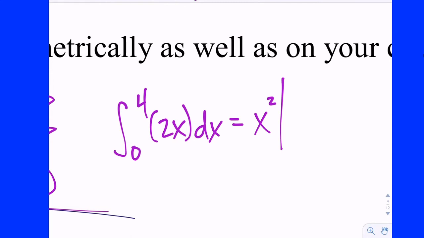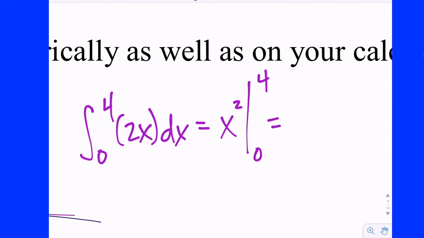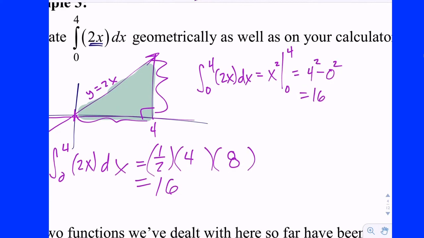If you have the numbers on the upper and lower bound, you're not going to lose points for not showing them, because everyone knows they're just going to cancel. All right, so here we go. We got x squared from 0 to 4. We plug in the top, and we get 4 squared. Minus plug in the bottom, we get 0 squared. And, of course, that gives us 16. So all methods give us the same result, which is nice.